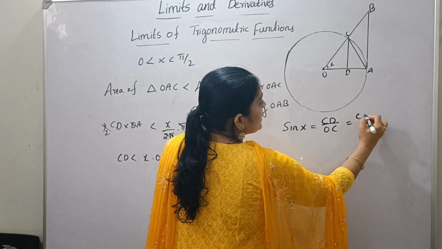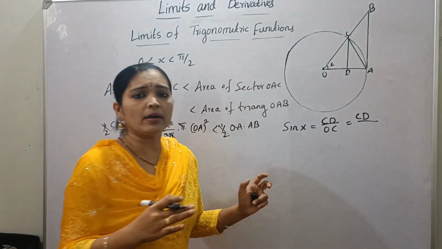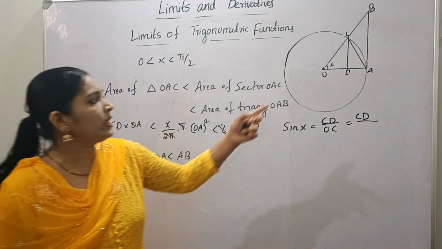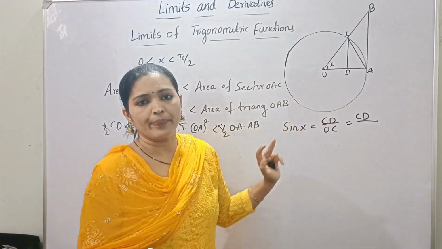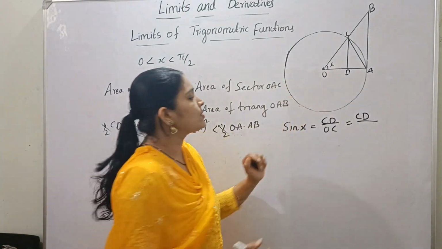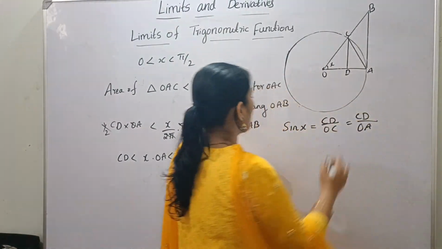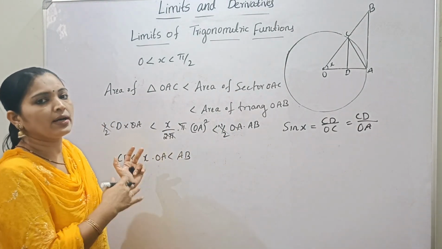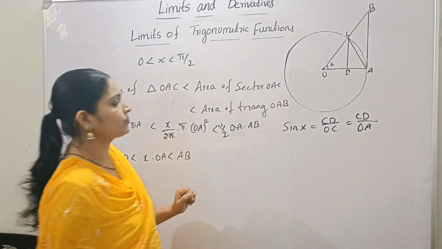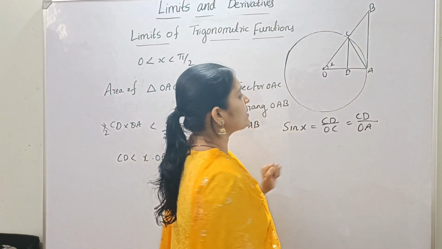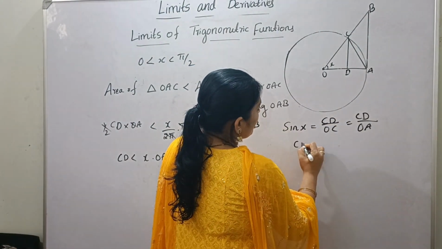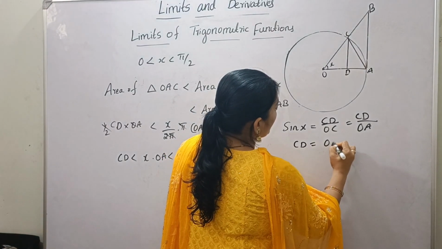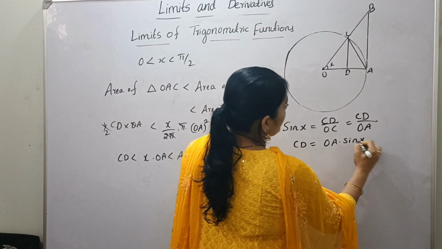So that is CD divided by OC, which is the radius of the circle, right? So here we can write OC or OA, so OC is equal to OA. Here we will write OA because in our inequality OA is there, right? So we can substitute. So sin x is equal to CD divided by OA. Therefore CD is equal to OA into sin x.